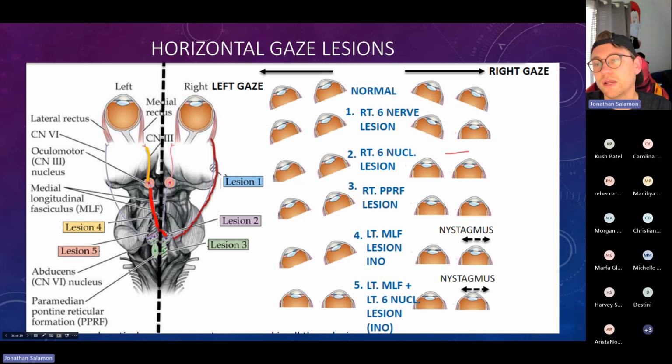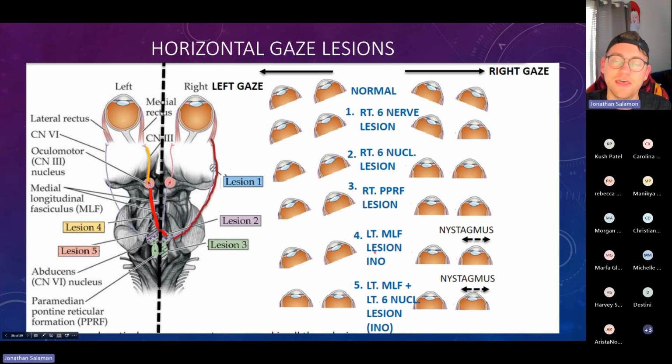But then when you look to the right, nothing happens because your 6th nucleus on the right doesn't do anything. So your right eye doesn't know to abduct, but it also doesn't tell your 3rd nucleus that your left eye needs to do anything either. So your eyes just don't move. So if you have a right 6th nucleus lesion, your eyes will not move to the right at all. If you have a right PPRF lesion, it's the same deal, right? Because the brain tells the PPRF to tell the 6th nucleus to move, but they're basically the same area.